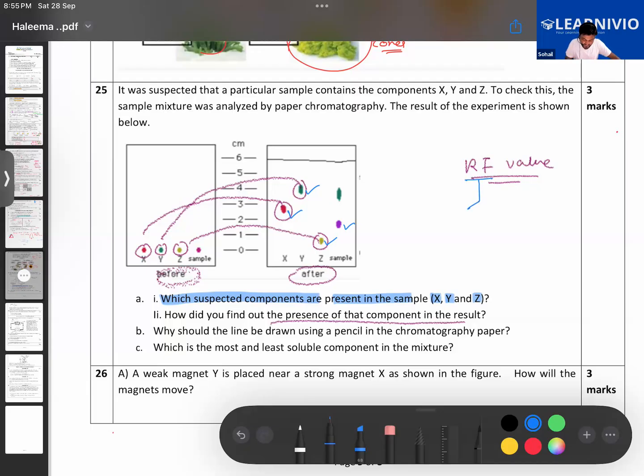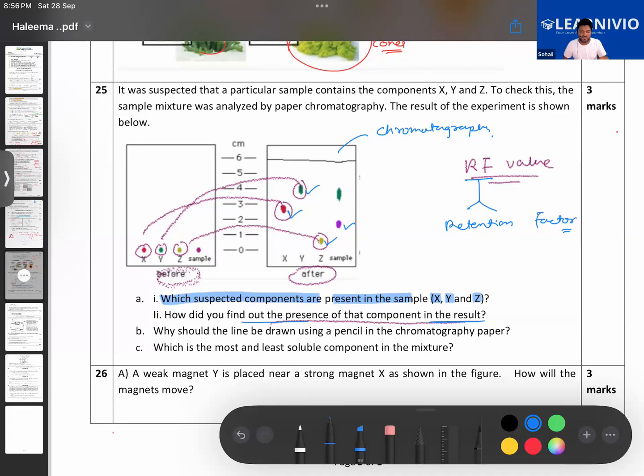RF here stands for retention factor. Note it down somewhere if you haven't noted it earlier. The presence of the component will be determined by comparing its different retention factor. We'll be looking at the position of this spot on this chromatography paper. The question is asking how you find out the presence of that component in the result, so we are going to look at its position on this chromatography paper.